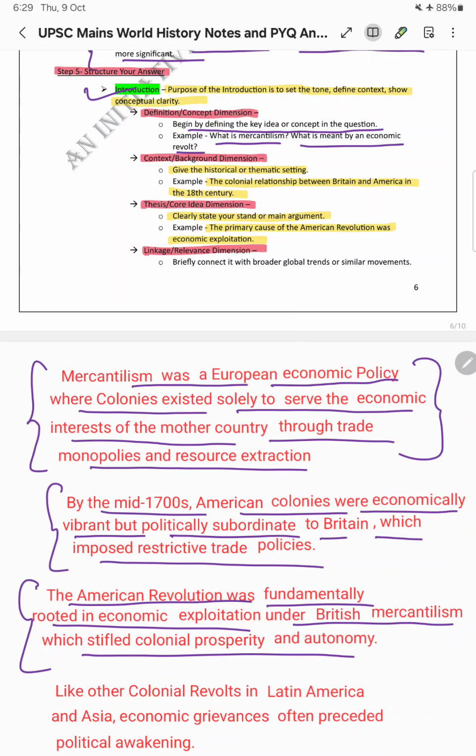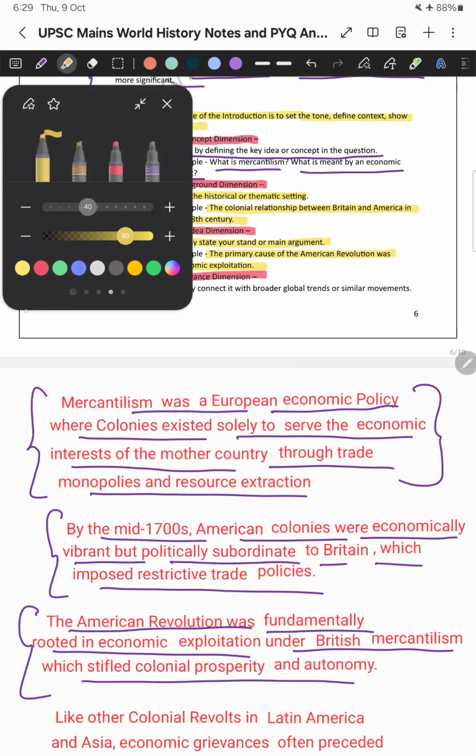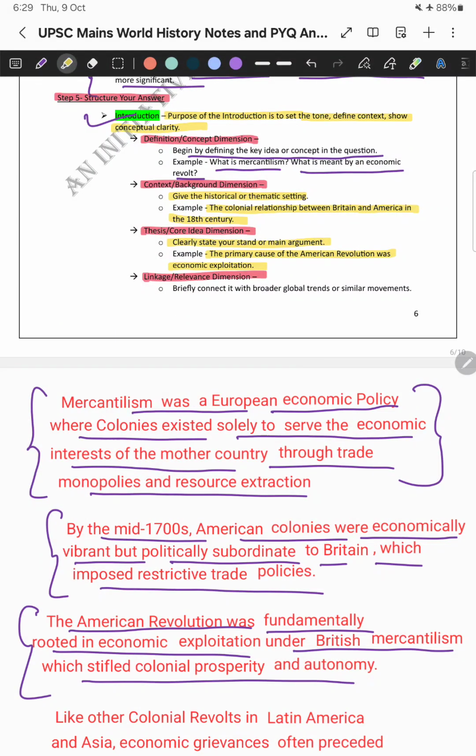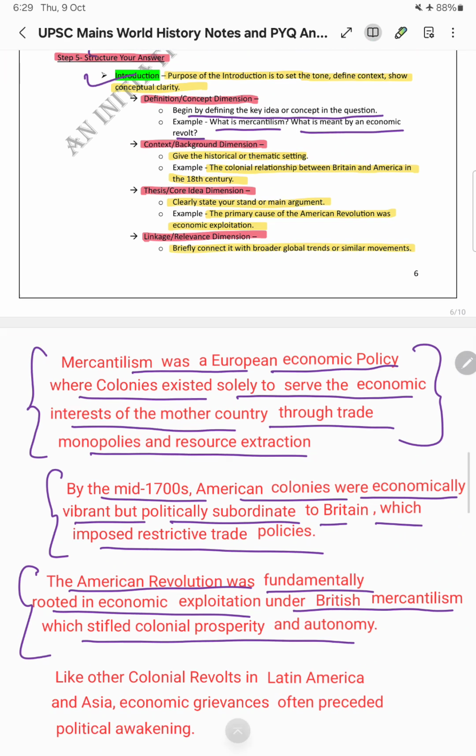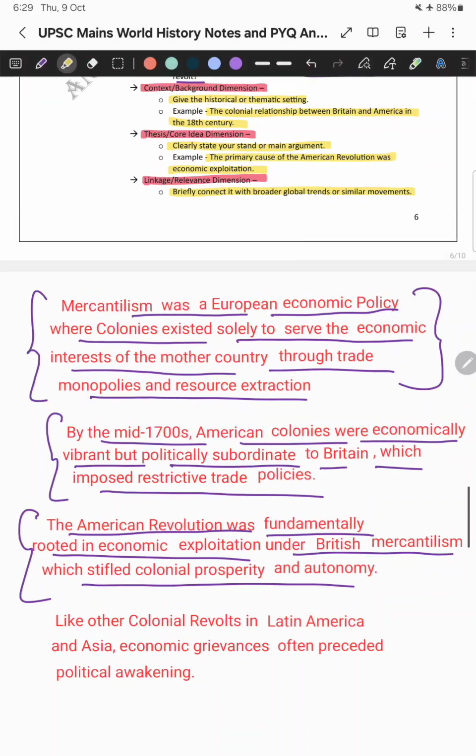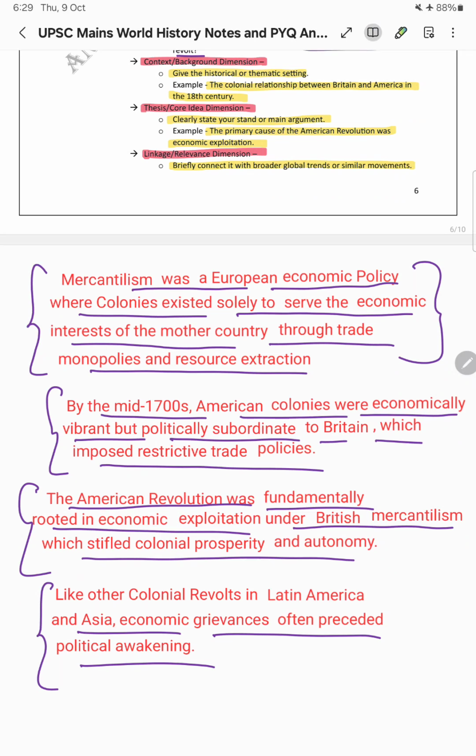So this is all about the fourth type of how you can introduce your answer, where you can briefly connect it with broader global trends or similar movements. Say for example, in this question only, we can introduce our answer like this, that like other colonial revolts in Latin America and Asia, economic grievances often preceded political awakening. So these are the four types of how you can introduce your answer.